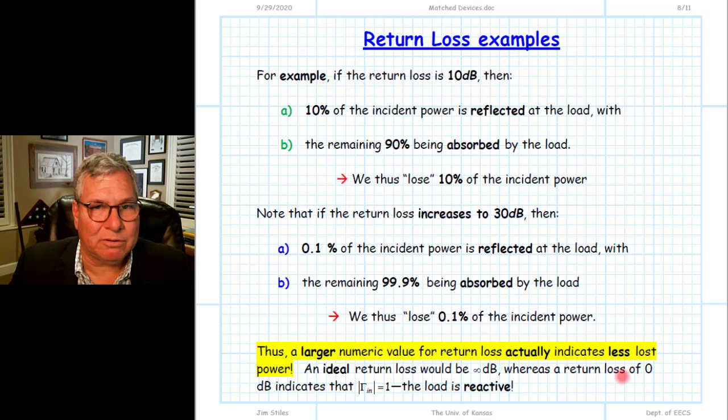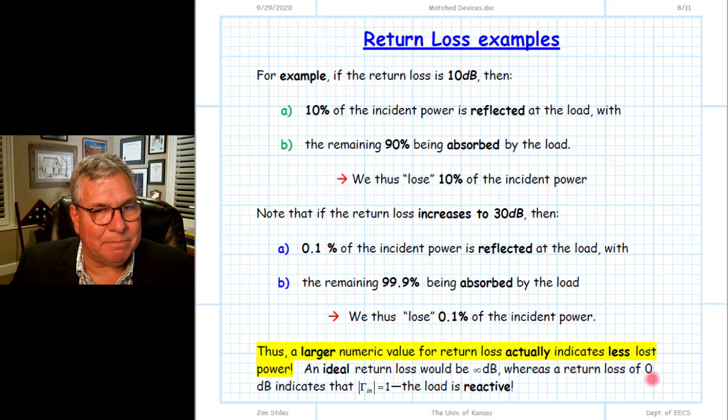If we're talking about losing our money, we want to lose less money, not more money. Losing our mind, we want to minimize that, of course. What about return loss? It turns out, again, the numeric value of return loss that is larger in decibels is better than the smaller value.